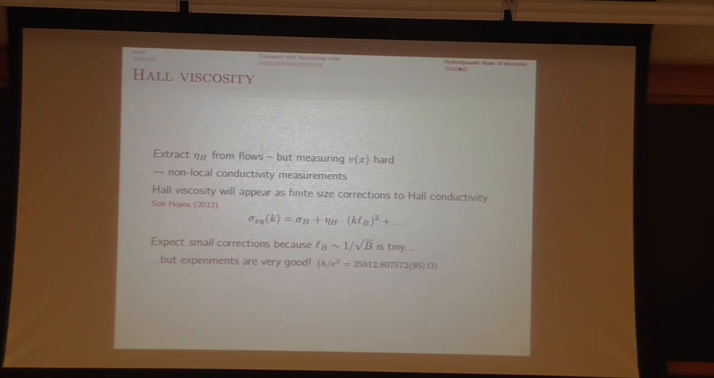conductivity measurements. And the reason this is possible is that the Hall viscosity appears as a k-squared correction to the k-dependent Hall conductivity. So here if I write the conductivity as a function of k, the leading term is just the quantized Hall conductivity. And there's this k-squared correction which is proportional to the Hall viscosity, plus higher order terms in k. And so generically, this will depend on the geometry.